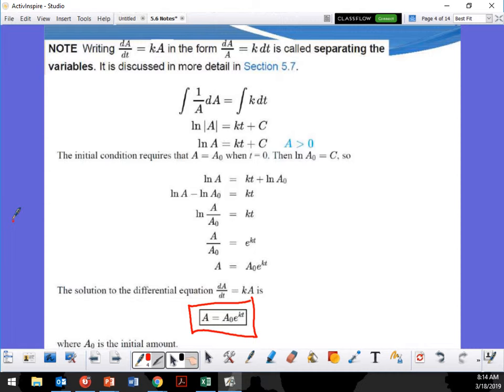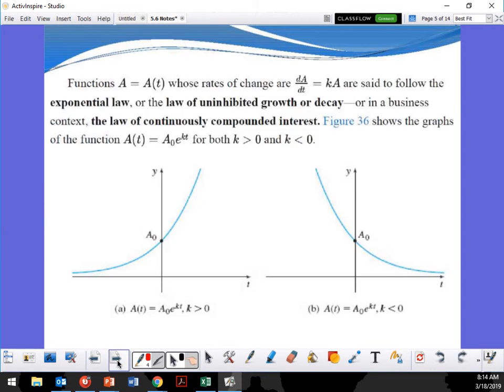So we're trying to figure out the initial amount. So when I get the initial amount, I'm trying to figure out the time, all that. I get the time, the rate it's changing, it's either growth or decay, and I'm going to have a certain amount at the end. That's what the A by itself means. I'm looking for a certain amount. All right. So this is the exponential law of uninhibited growth or decay, or in a business context, the law of continuously compounded interest. Okay, so this right here where k is greater than 0.